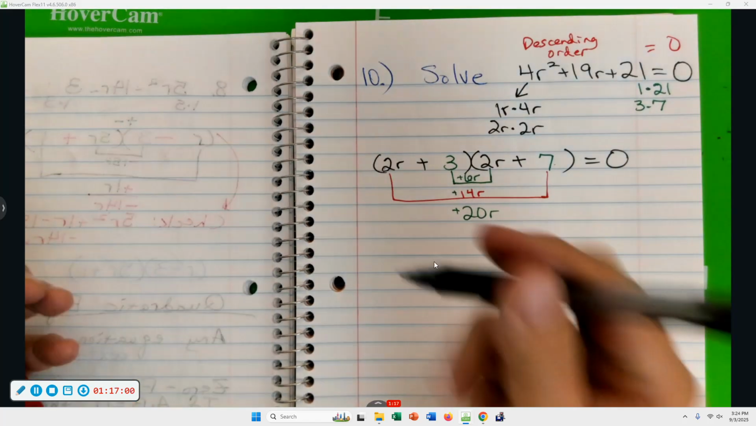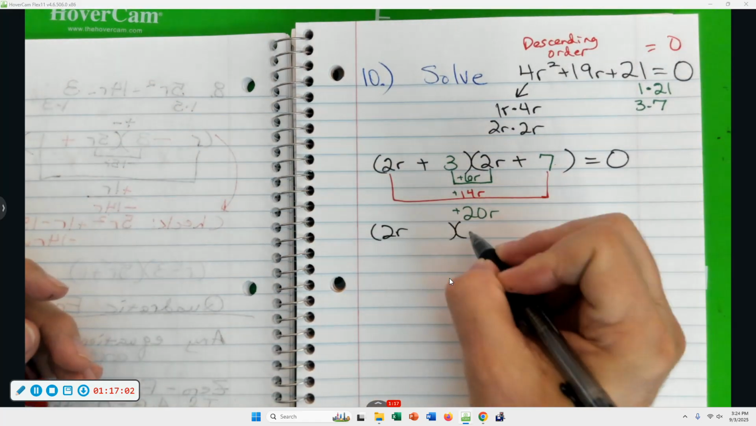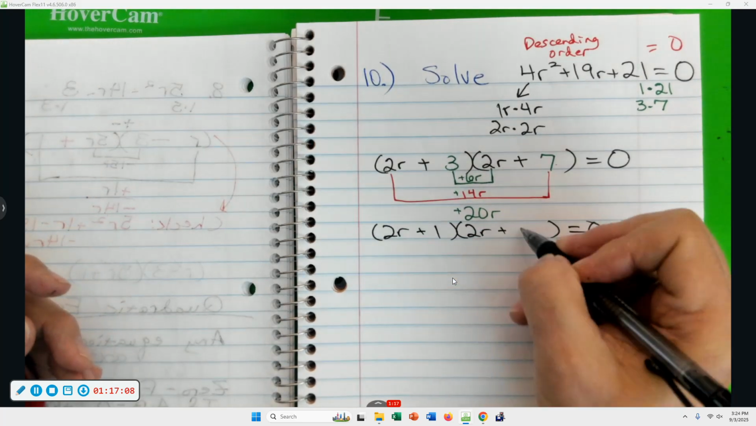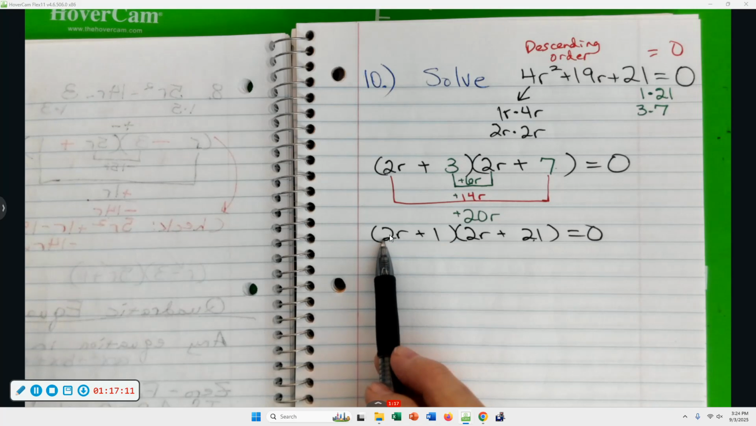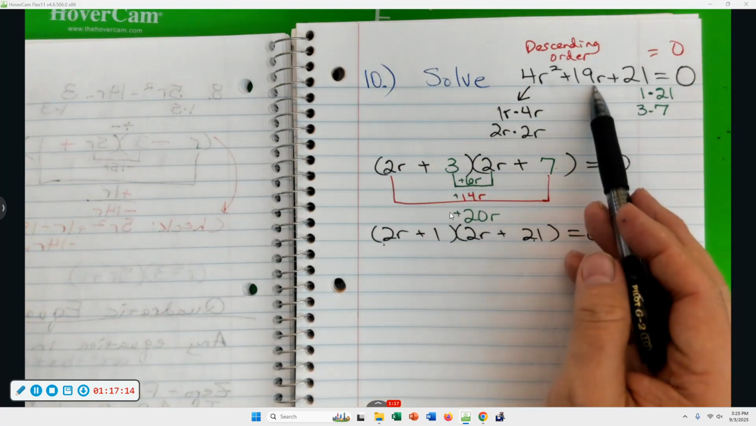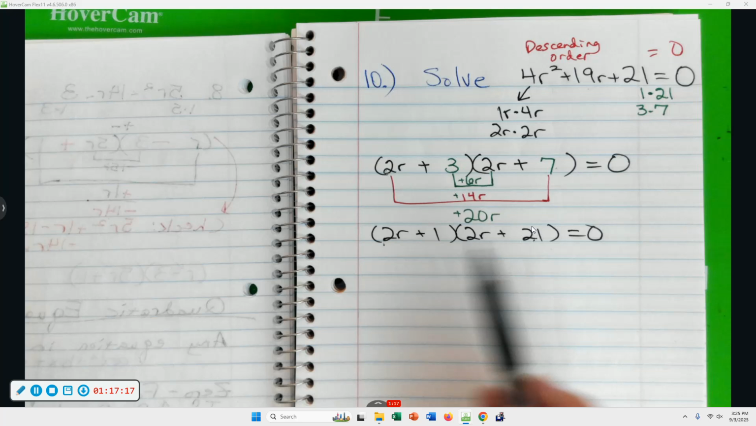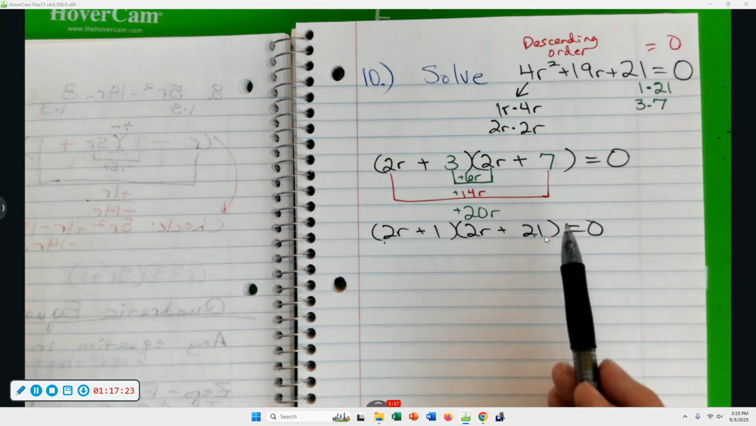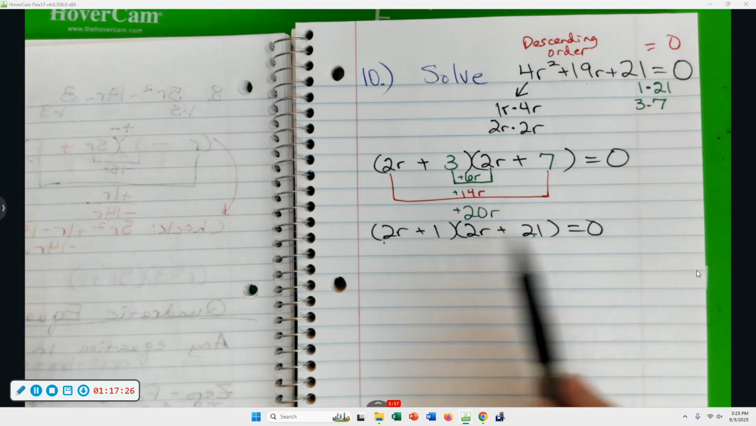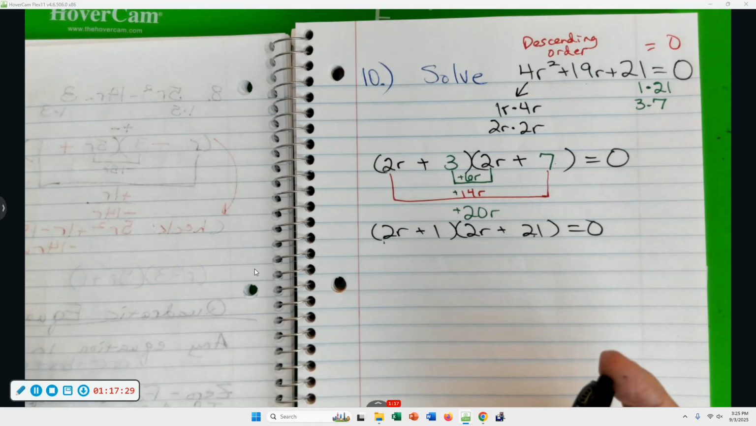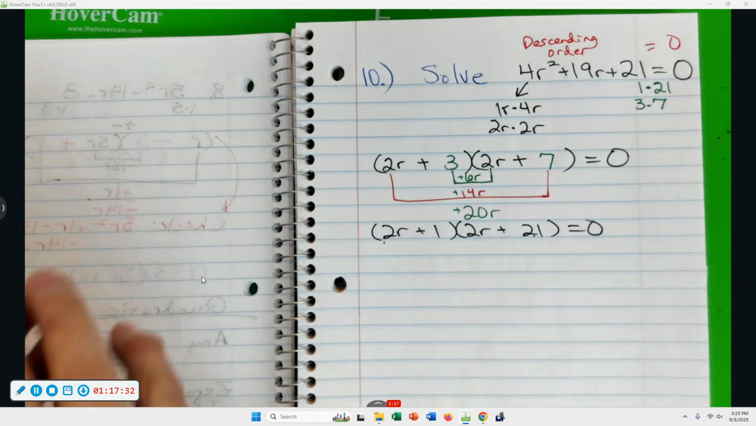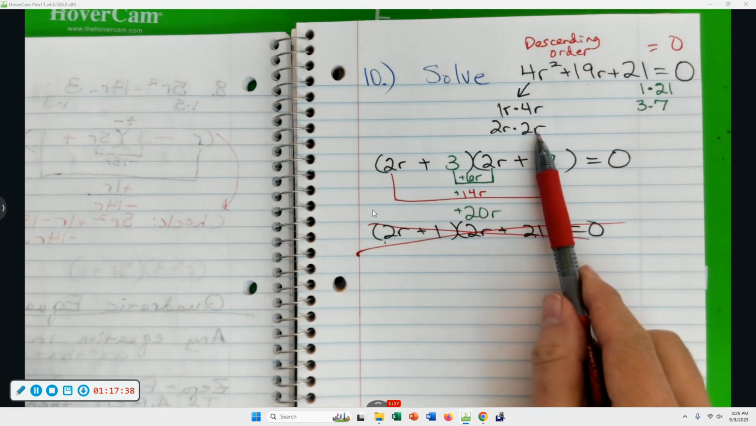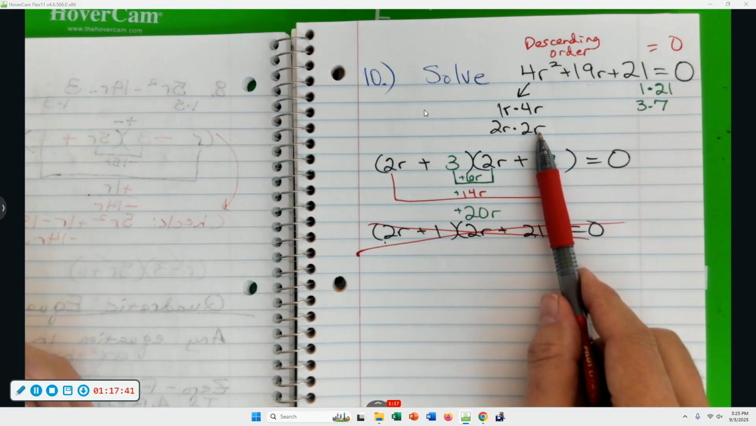Don't bother writing this down, but let me show you how I can tell that, just because I've figured it out real fast. 21 times 2, that's giving me a 42. I'm trying to get a 19r. So with a 42 plus something else, that's going to be way too big. So that cannot possibly work. That would give you a 42 plus 2, so a 44r. No, that one doesn't work. So what do we have to conclude about 2r and 2r? It doesn't work.